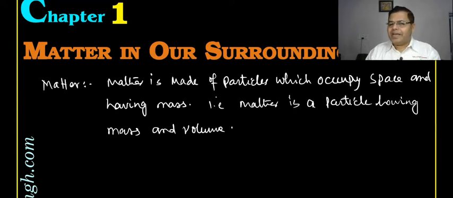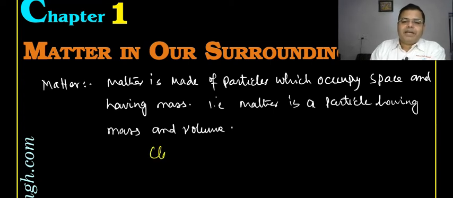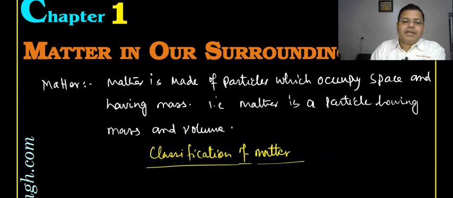But how and why do we classify a substance as solid, liquid, or gas? We do it on the basis of certain characteristics, their physical properties, certain parameters, on the basis of which we classify whether they are solid or liquid or gas. So let me tell you the physical properties of matter and the classification of matter. First of all, I am going to classify matter. Today we are going to discuss how matter can be classified.